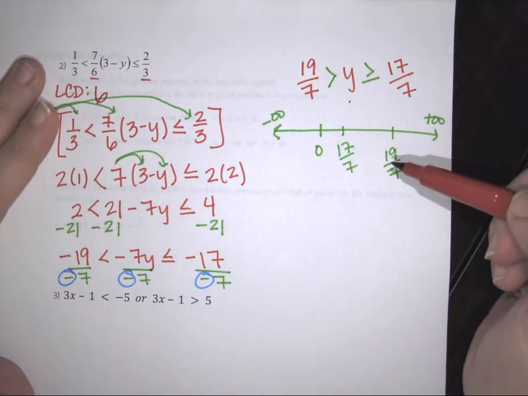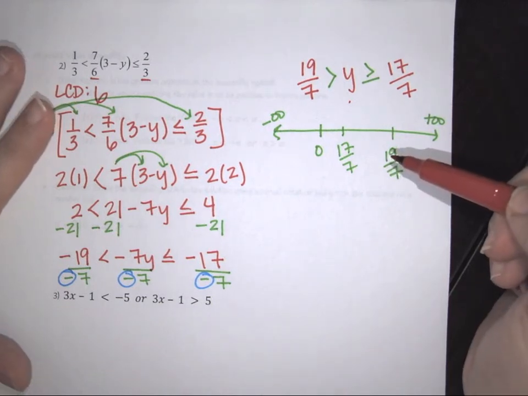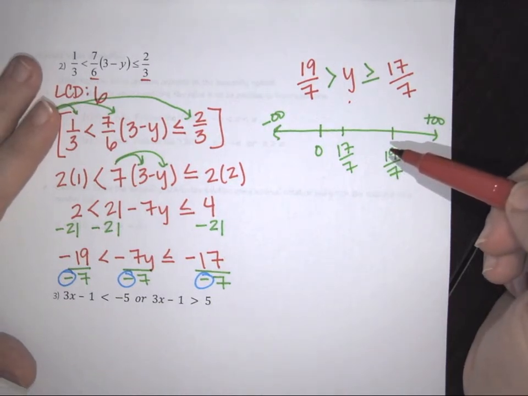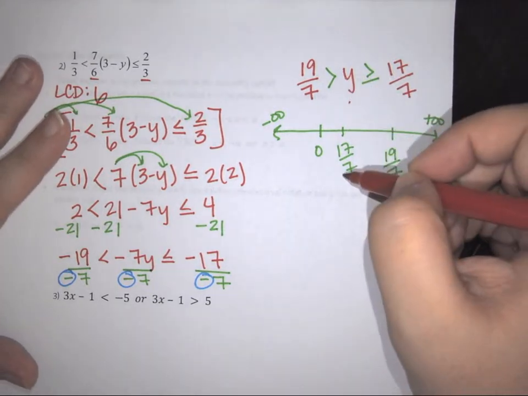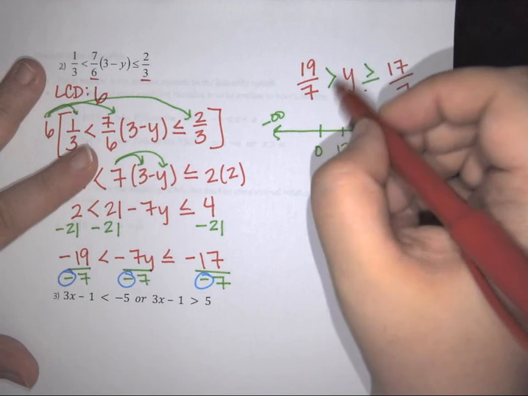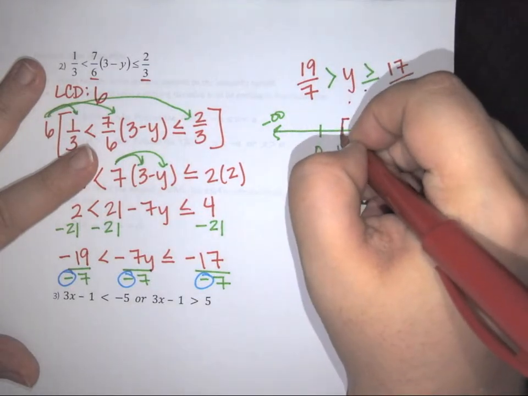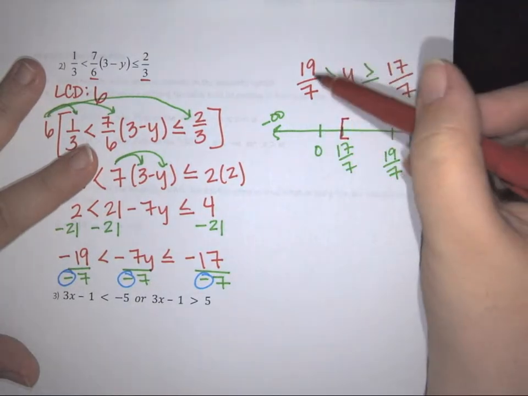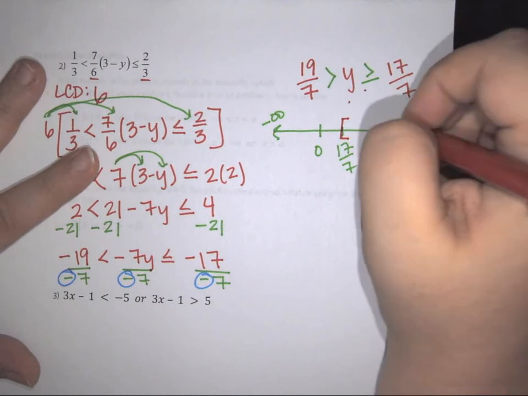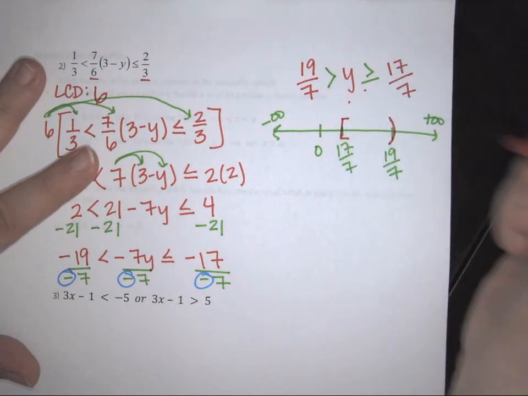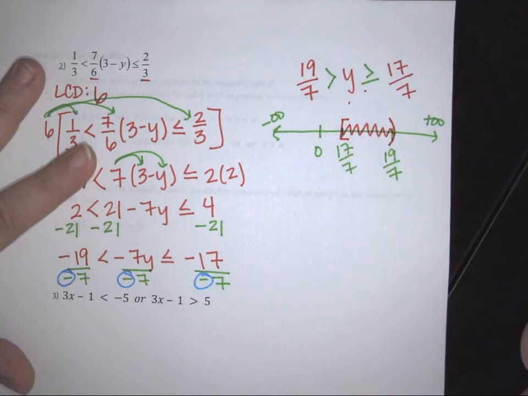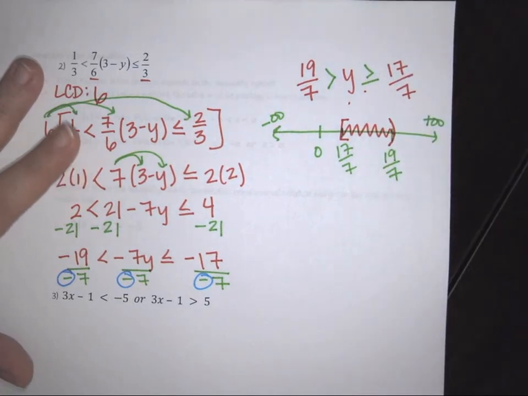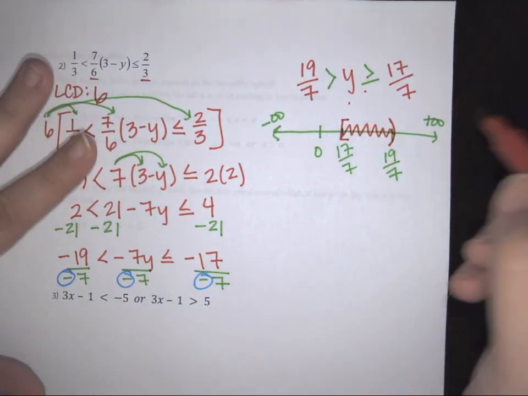So in this case I have to go ahead and input my terms. If I look at it here, I'm starting at 17 over 7 and I have an equals. So that means this one has a bracket. My 19 over 7 does not, which means it has a parenthesis, and because it's an and, I shade between. Now to finish it out, I just simply need to write its interval.